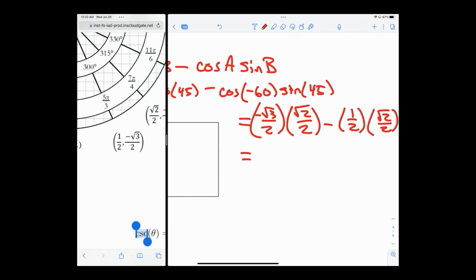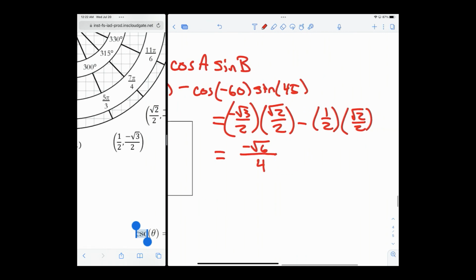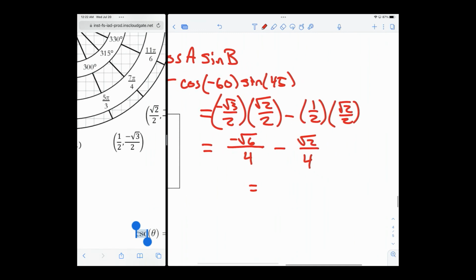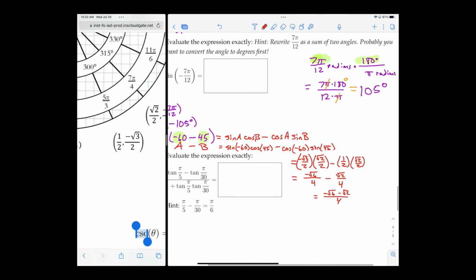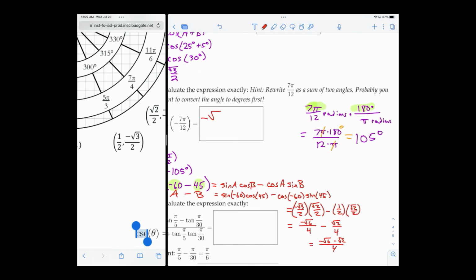And then what does this tell us? If you multiply across the top here, you get negative square root 6. On the bottom, you get a 4. On the other one, you have minus 1 times root 2 is root 2, and then 2 times 2 is 4. Something like that is fine. If you want to put them together, you can write that as negative square root 6 minus root 2 over 4. That's fine.